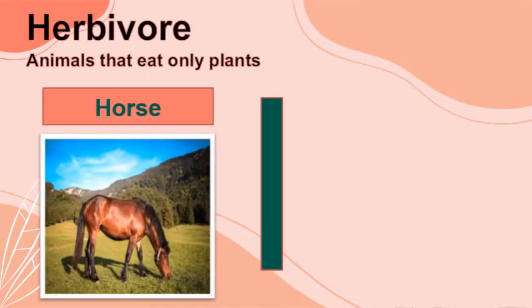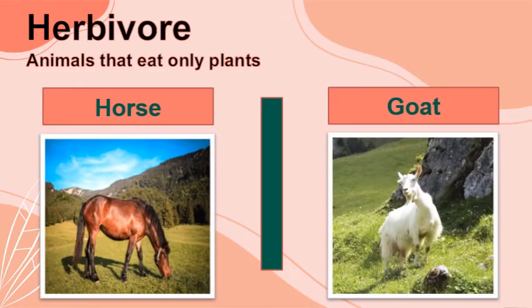Look at the pictures. We have here a horse and a goat. They only eat grass or plants. These animals are called herbivores. Herbivores are animals that only eat plants and fruits. Let's practice the word herbivore. One more time, herbivore.